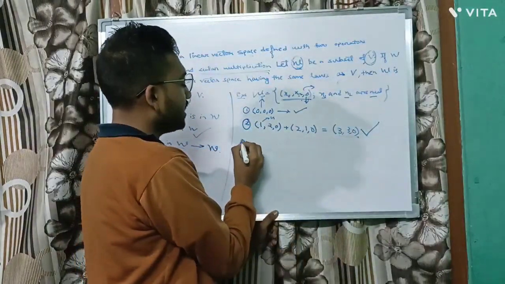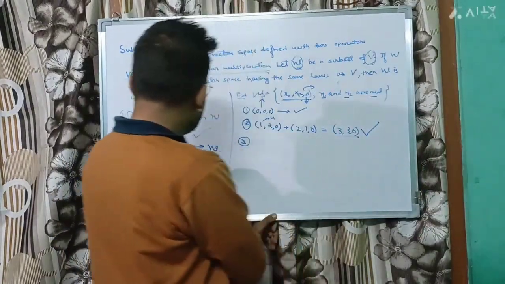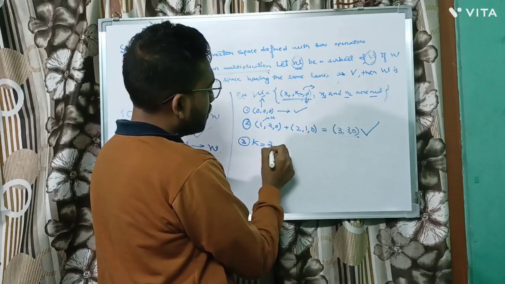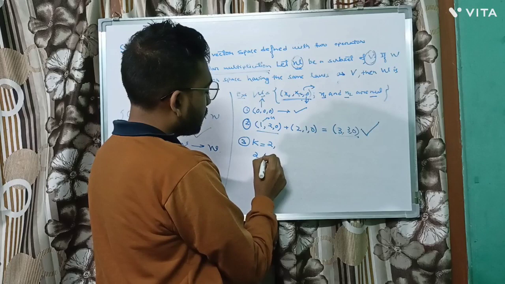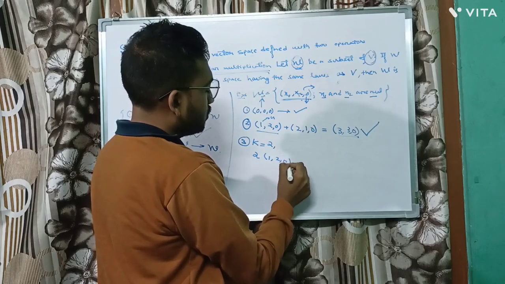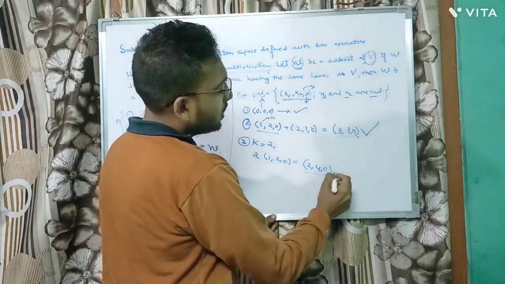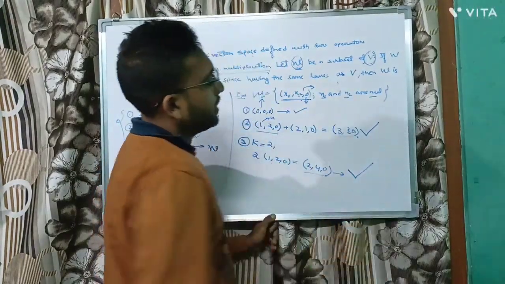The third property is that the scalar multiplication of any vector present in W must lie inside W. So let me take k as 2 and multiply it with u, which is (1, 2, 0). I am getting (2, 4, 0). So this is also lying inside W, and this property is also being satisfied.